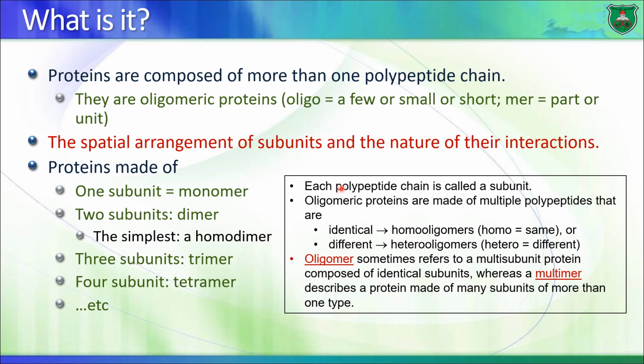Each polypeptide chain is known as a subunit. Oligomeric proteins can be made of identical or different subunits, and these are known as homo-oligomers or hetero-oligomers. Usually when we say oligomer, we refer to proteins that have a quaternary structure and identical subunits. When we say multimers, we are talking about proteins having different subunits.